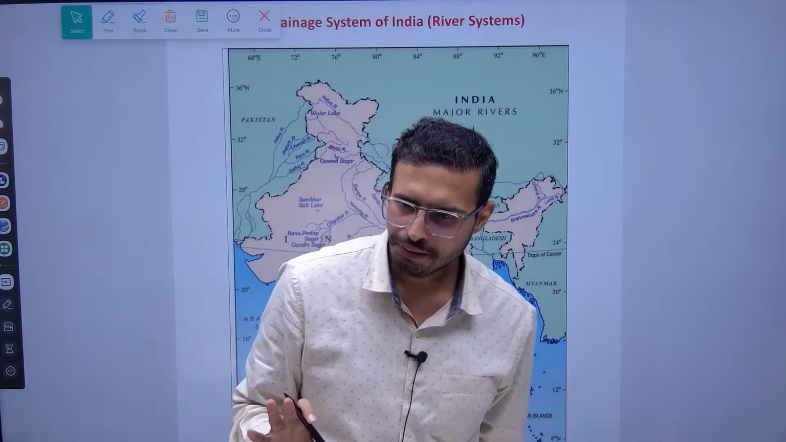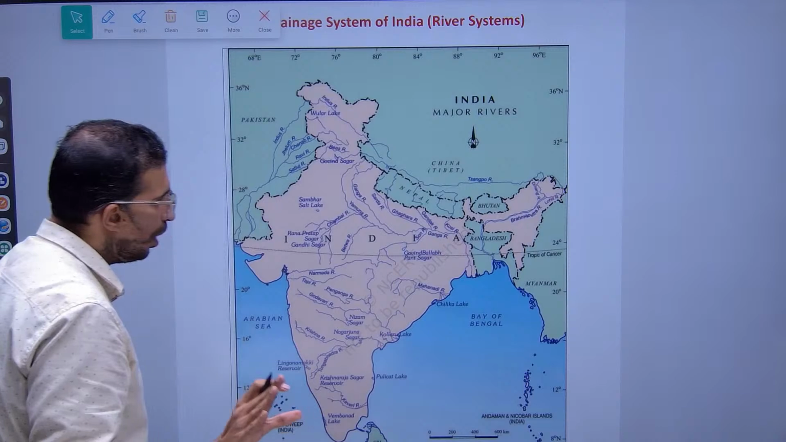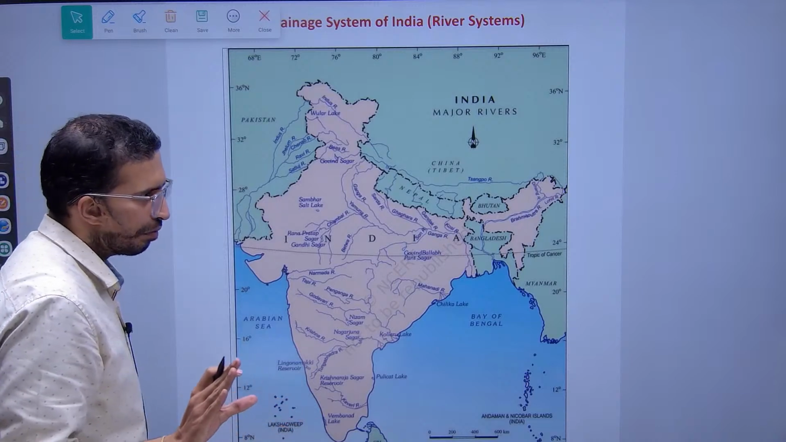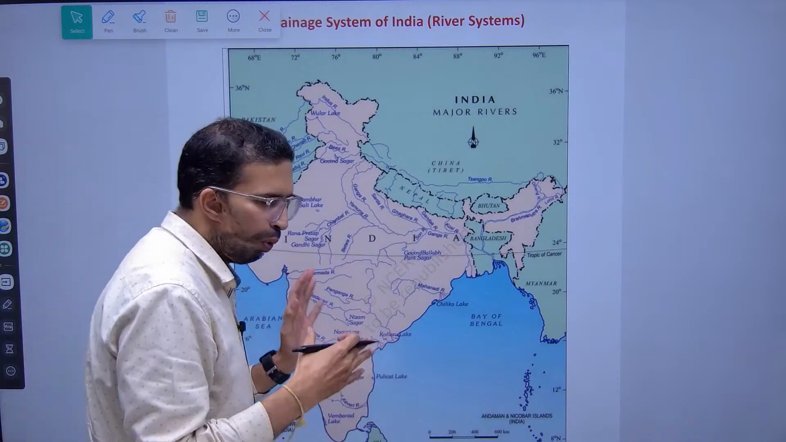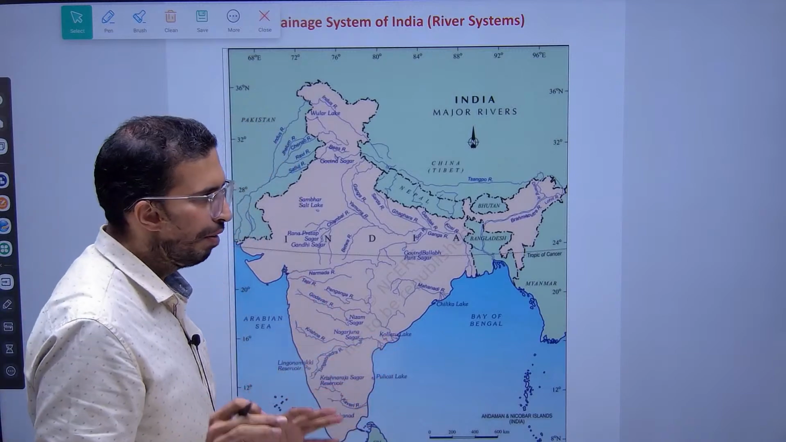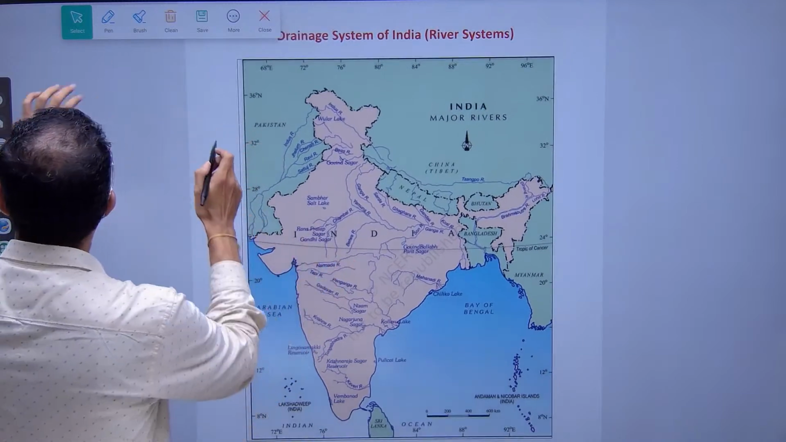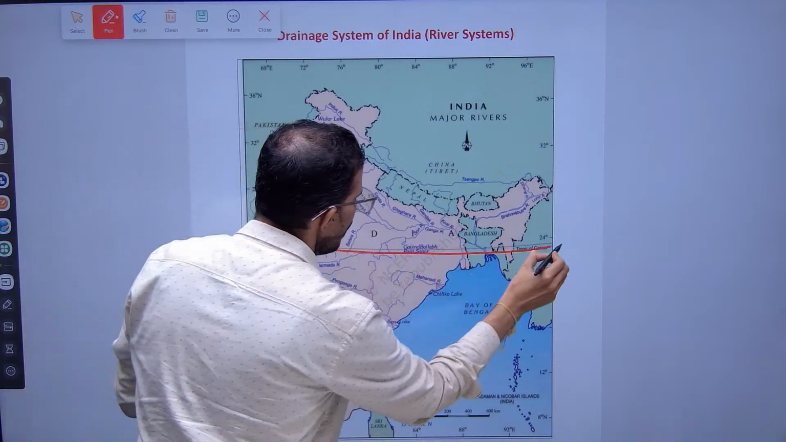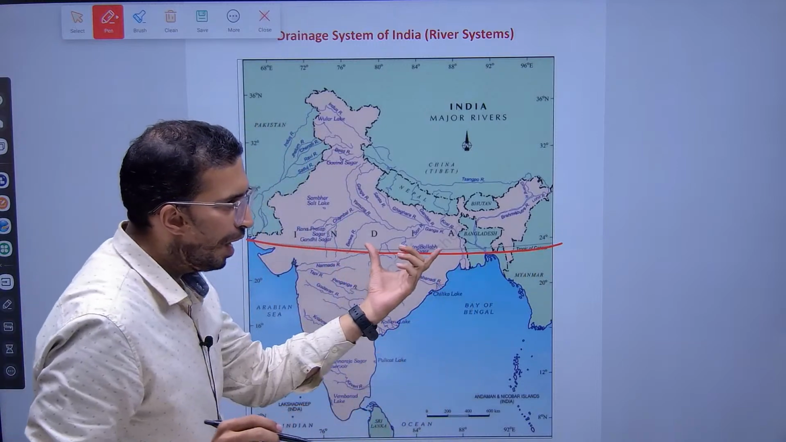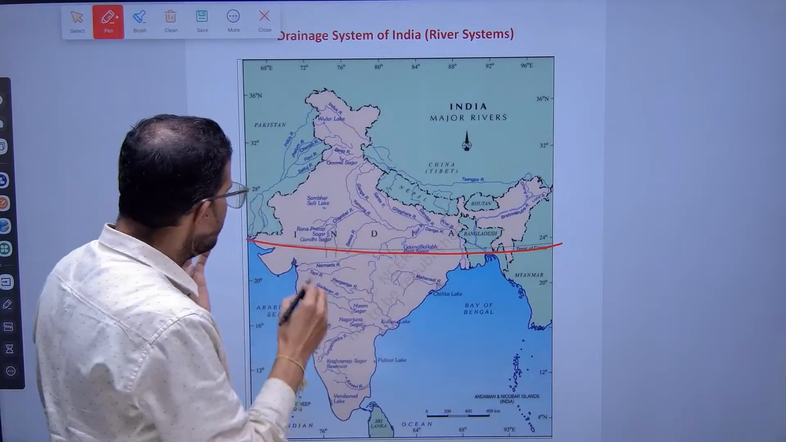Yes, have you observed? See, the thing is, how we are going to analyze this data. I think the whole image is not properly visible to you. So what we are doing? First, I will say, this is an imaginary line, and we are dividing the two kinds of river systems.